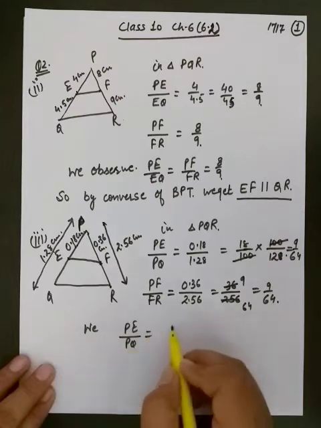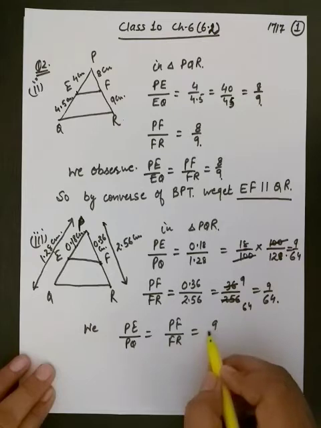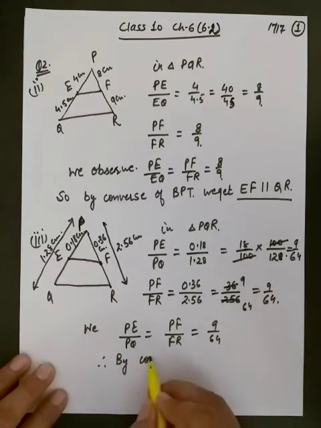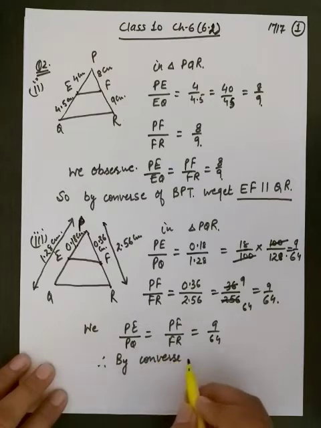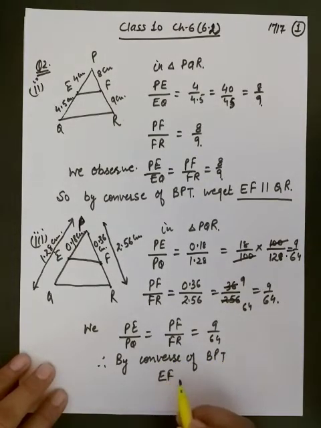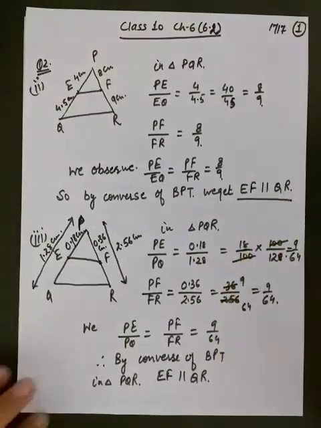So PE/PQ is equal to PF/FR, which is equal to 9/64. Therefore by converse of BPT, EF is parallel to QR in triangle PQR. Done?